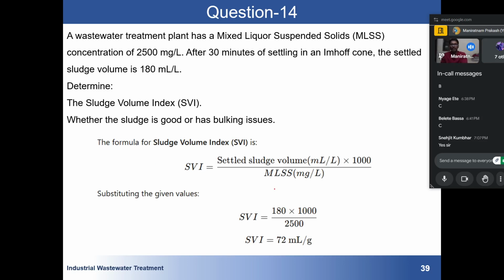So this SVI is given by a simple formula, that is sludge volume divided by MLSS. So 180, sorry, 18 ml per liter. We know that we have to report our answer in ml per gram, so we have converted this MLSS from milligram into gram. That's why 2500, it was at the bottom, so it has gone to the top. So 180 into 1000 divided by 250. SVI is 72 ml per gram.